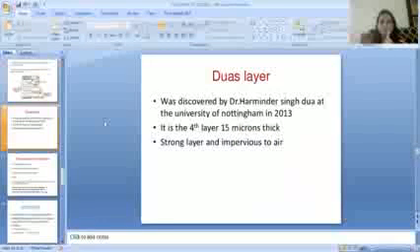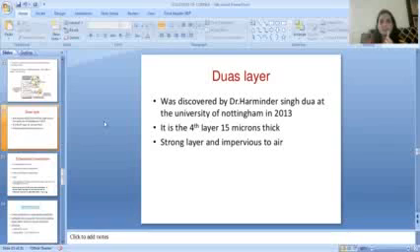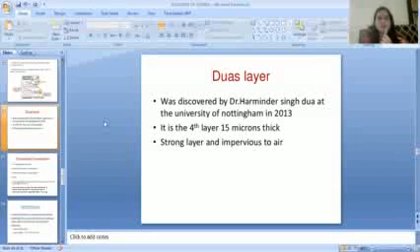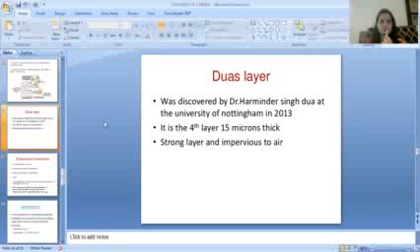Next layer is Dua's layer, which was discovered by Dr. Harminder Singh Dua at the University of Nottingham in 2013. It is the fourth layer, which is 15 microns thick. It is a strong layer and impervious to air.